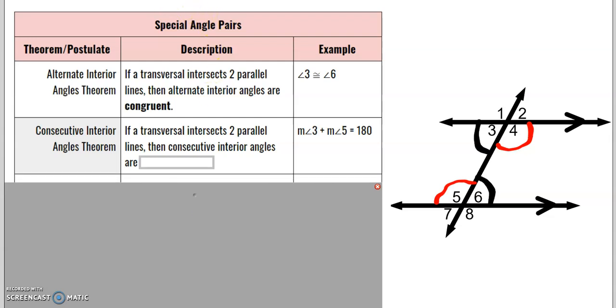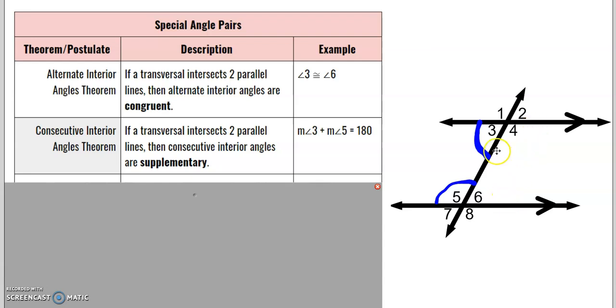Consecutive interior angles. Let's check out 3 and 5. Angles 3 and 5 are consecutive. They're on the same side of the transversal, and they're on the interior of my two lines. This is where I was talking about supplementary. 3 is an acute angle. 5 is an obtuse angle. They are supplementary angles. The theorem states that when we have consecutive interior angles, they are supplementary. So I can say measure of angle 3 plus measure of angle 5 is 180 degrees. They are supplementary. Same thing would go for angle 4 and 6.